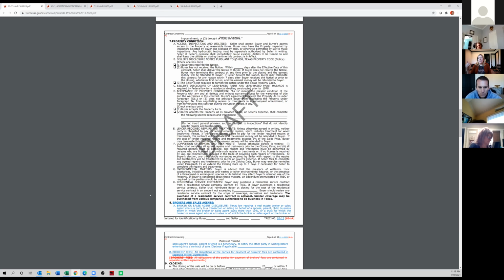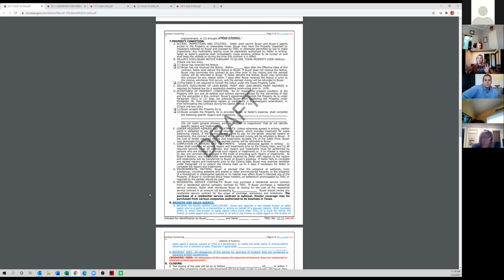Paragraph 7D, where they either accept the property as is or accept the property as is with the following repairs and treatments. That would be a good area to use if you have something that you're excluding on paragraph 2. So like a TV mount. If you want the TV, if you're okay with the TV mount being excluded, you might want to add into paragraph 7D2 wall repaired behind TV mount or something like that. That's really what this is meant for, not necessarily rebuilding the swimming pool or something like that. You could put something like that in here.